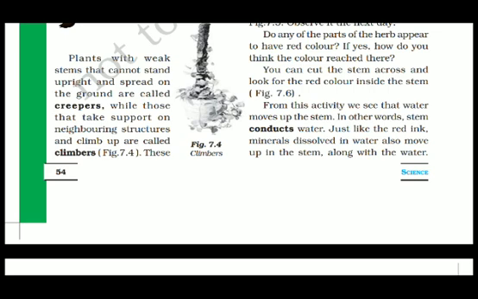While those that take support on neighboring structures and climb up are called climbers.